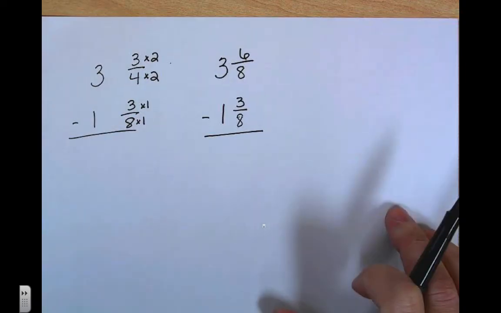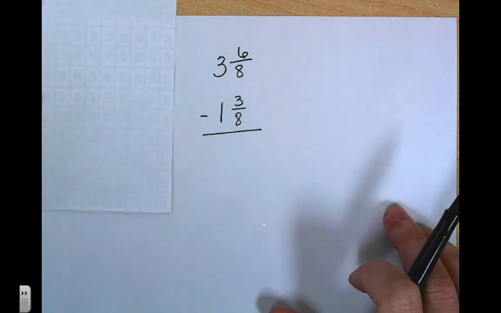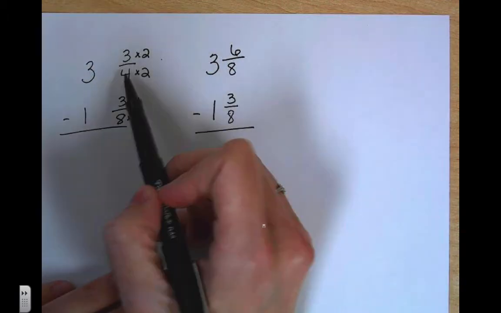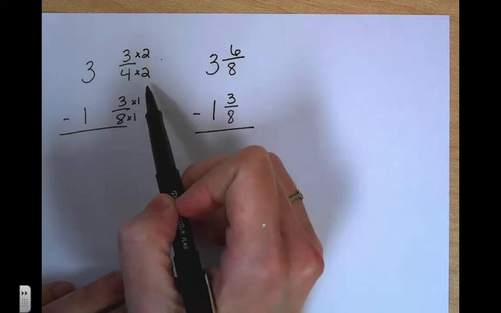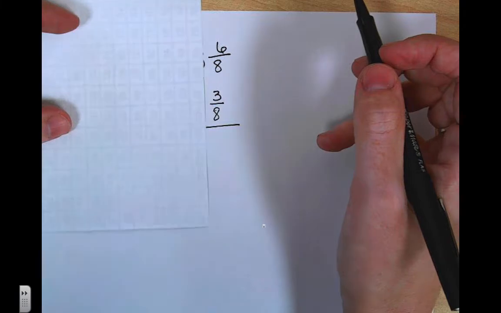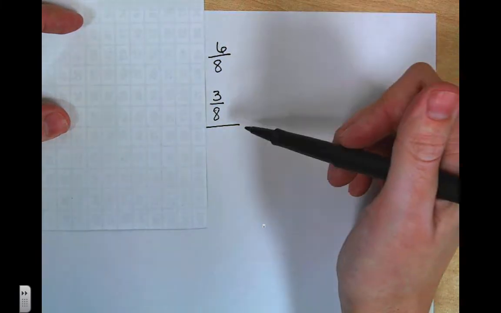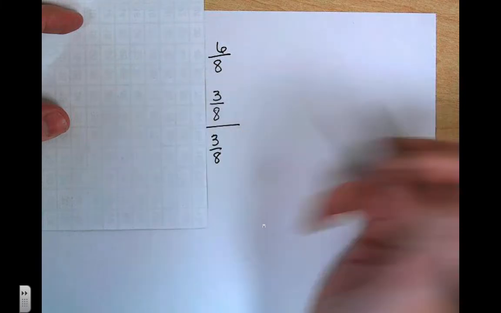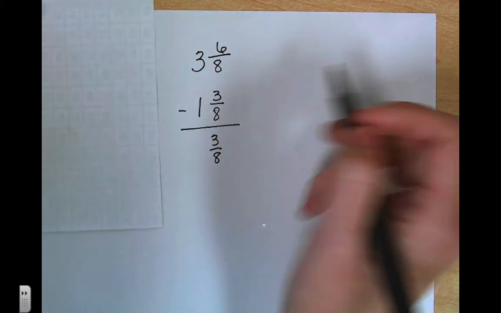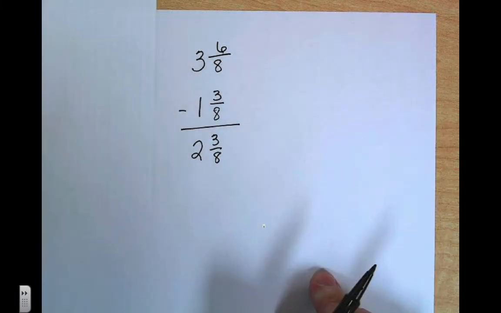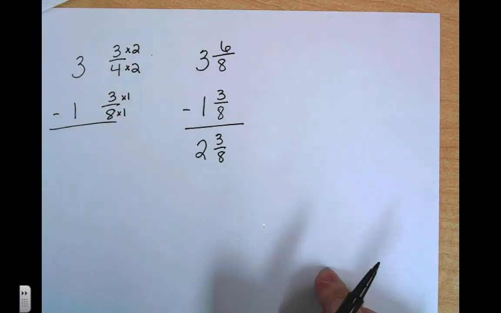So now as we go through this, here's your new problem. All we did was change this fraction by multiplying by 2. Now looking at this, if I focus on just my fraction part, 6/8 minus 3/8, I can do that, and I end up with 3/8. I did not need to borrow. So this stays, 3 minus 1 is 2. So my final answer for this one is 2 and 3/8.